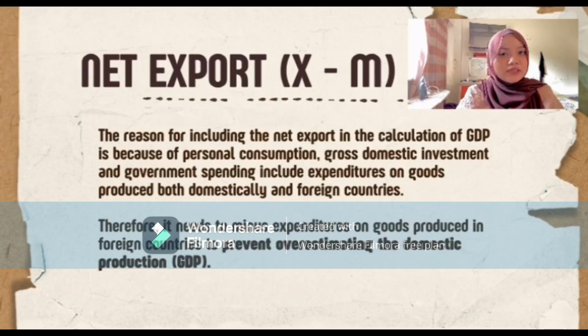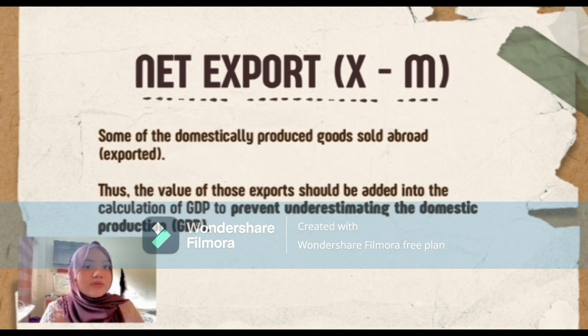The reason for including the net export in the calculation of GDP is because personal consumption, gross domestic investment and government spending include expenditure on goods produced both domestically and in foreign countries. Therefore, we need to subtract expenditure on goods produced in foreign countries to prevent overestimating the domestic product. Some of the domestically produced goods are sold abroad, or exported. Thus, the value of those exports should be added into the calculation of GDP to prevent underestimating the domestic production or GDP.